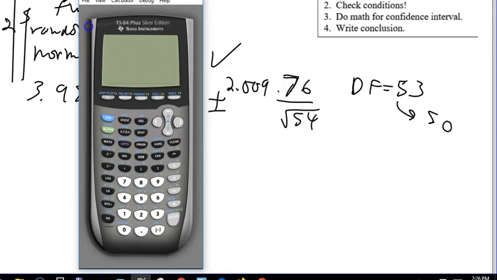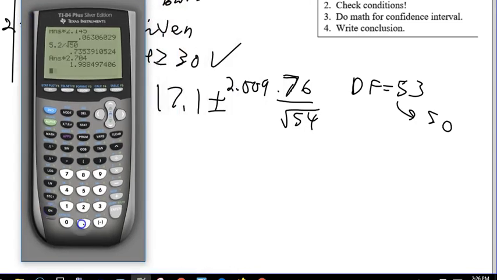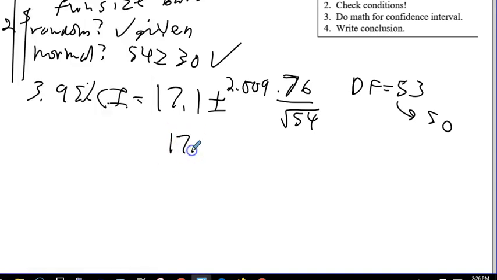So we take our calculator and we do 0.76 divided by the square root of 54, enter, we get a decimal, and then we're going to multiply that by 2.009. And we get 0.207 to 0.208, we'll just run it to 0.21. So that's 17.1 plus or minus 0.21. We subtract, we get 16.89. We add, we get 17.31.